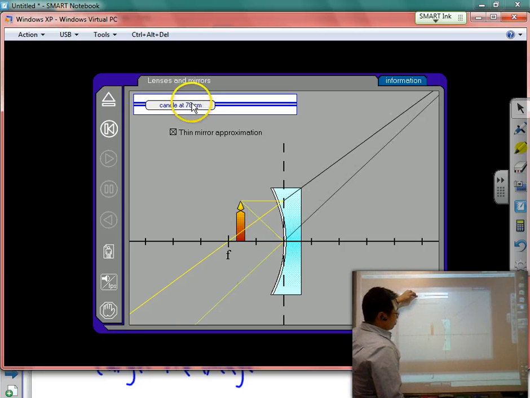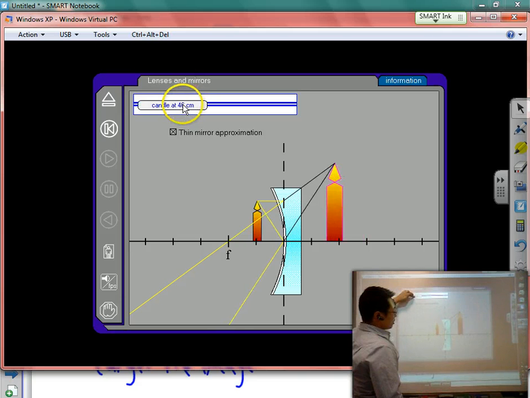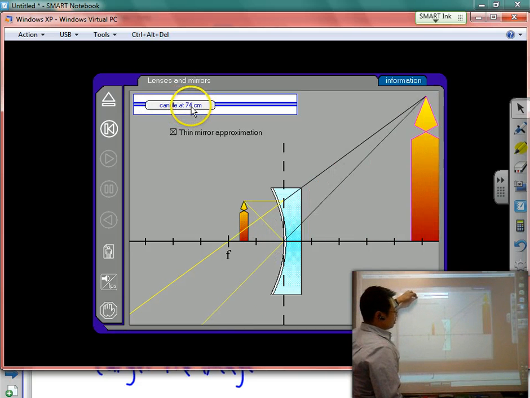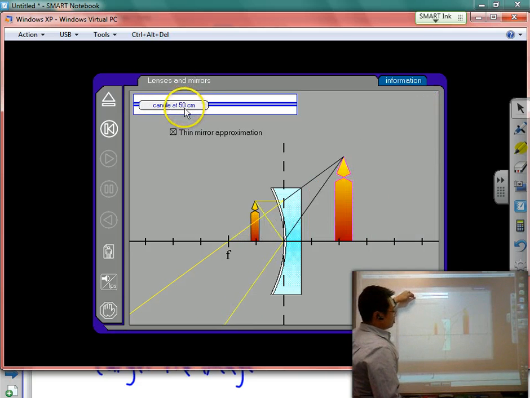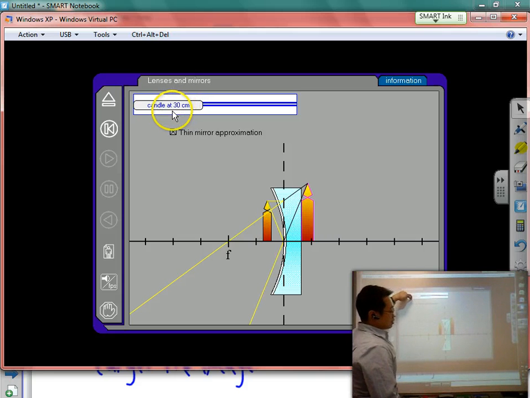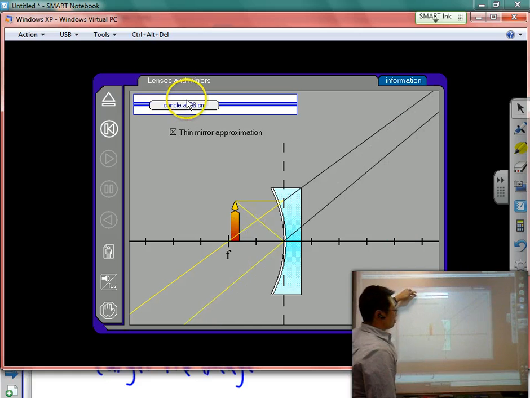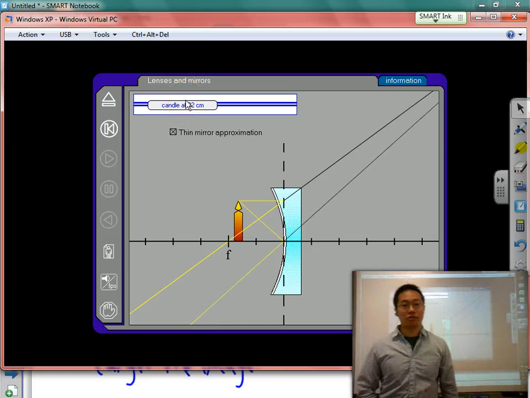When you move in front of the focal point, you create a larger and larger image the closer you are to F. So having it as close as possible to the mirror does not make a large image. You have to have it close to the focal point of the mirror to create as large an image as possible.